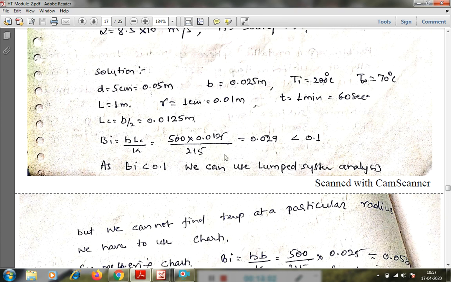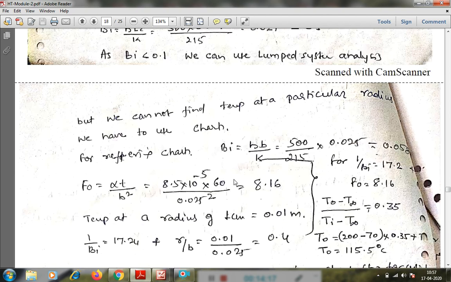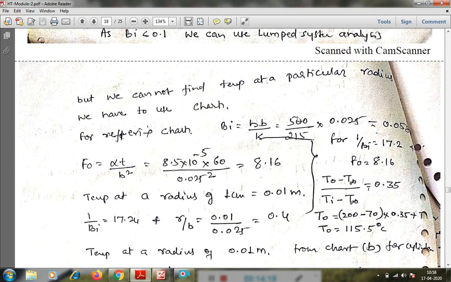That is very important. Okay, here Biot number is 0.029, which is less than 0.1. We can use lumped system analysis here. But I already told you that at a particular radius we cannot find the temperature. That's why we should go for the temperature charts.